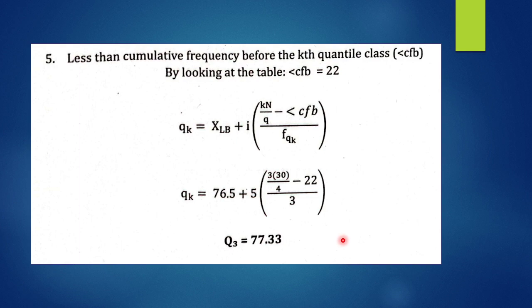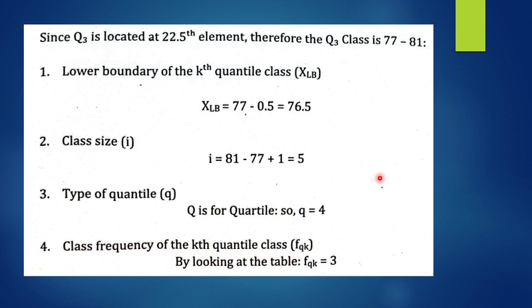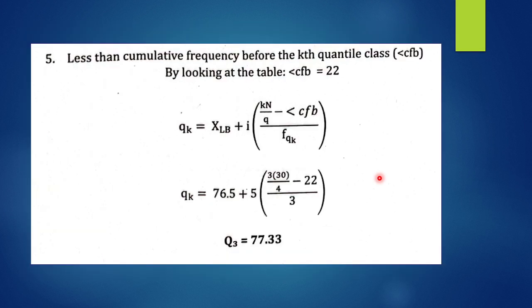Okay, last is the less than cumulative frequency before the kth quantile class, or the less CFB. By looking at the table, the less CFB is 22. Let's us check. Sakto, it's 22. And then next one is just substitute everything nga atong nakuha in this third quartile. So QK, the K here is 3. That's why it's 3. 76.5 plus 5 multiply to the quantity of 3 times 30 all over 4 minus 22, all over 3.